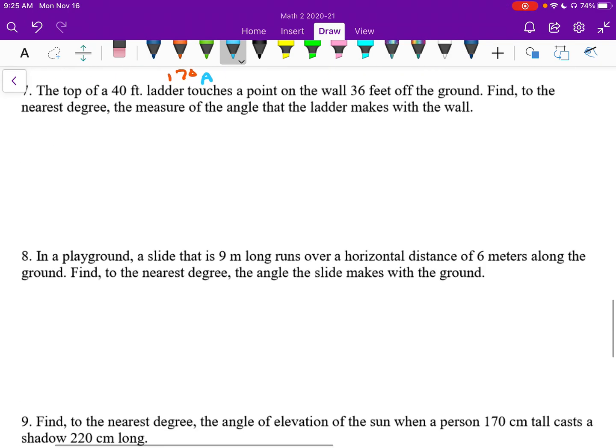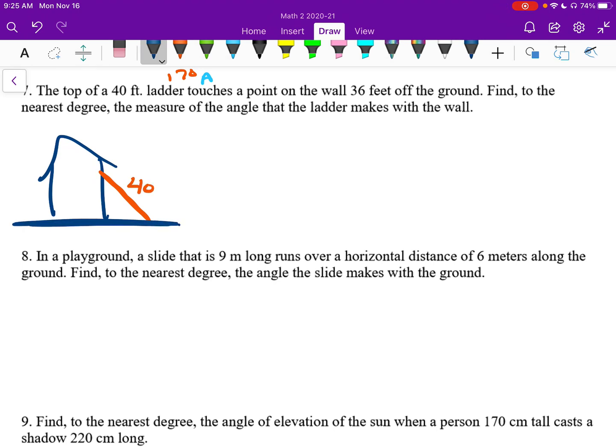All right, number 7. The top of a 40-foot ladder touches a point on the wall 36 feet off the ground. Find to the nearest degree the measure of the angle the ladder makes with the wall. So here's our house, and we've got a ladder leaning up against it. The ladder is 40 feet long, and it touches a point on the wall that's 36 feet off the ground. So this is going to be 36. Our x is going to be right there.